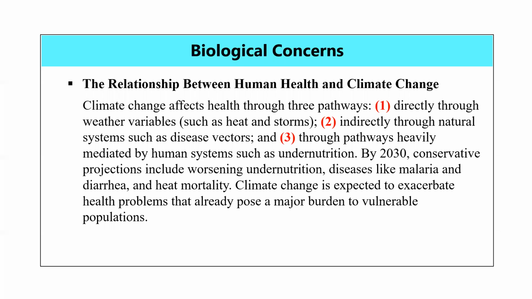Okay, the third is through pathways heavily mediated by human systems, such as undernutrition. By 2030, conservative projections include worsening undernutrition, diseases like malaria and diarrhea, and heat mortality. So climate change is expected to exacerbate health problems that already pose a major burden to vulnerable populations.